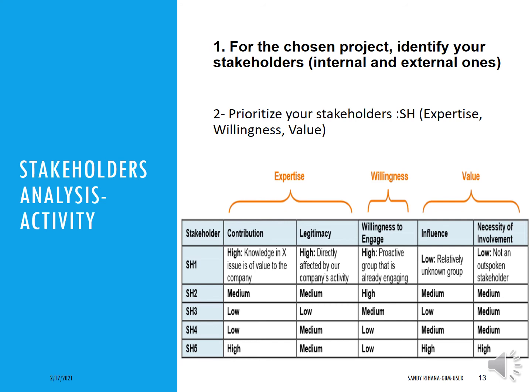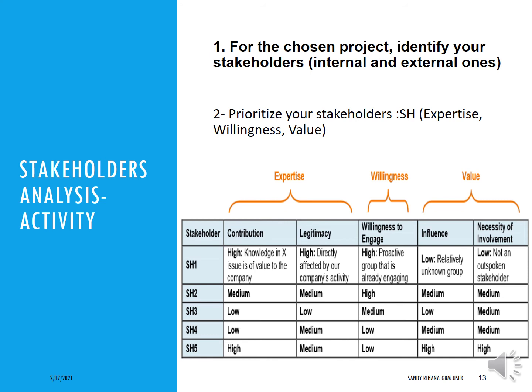The fourth column is the influence. For example, the press is a stakeholder that has very high influence. Nevertheless, let's take an example, family of team members, they have very low influence on the project.